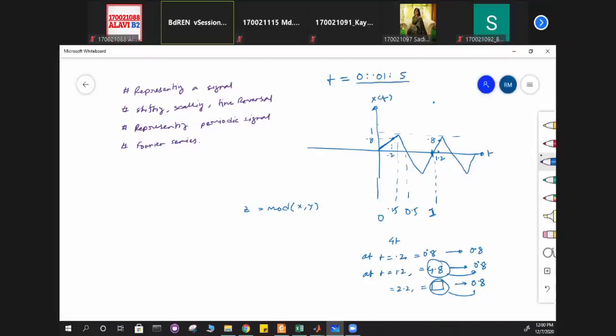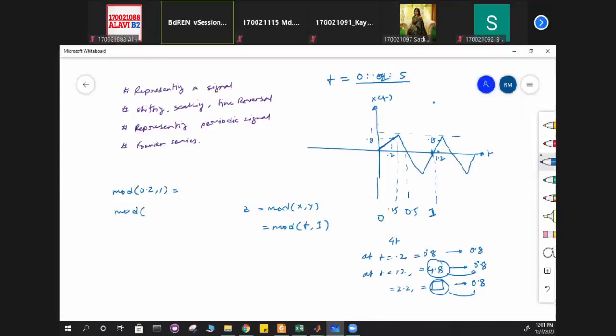Now, let us say it is 0.2. So if we use mod(t, 1), what will happen? t divided by 1. Let us say we are taking mod(0.2, 1). What will be the result?